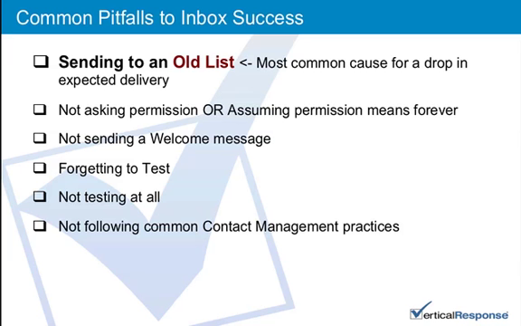Not asking permission, or assuming permission means forever, kind of goes with the first one. Just because someone gave you their email address 5 years ago does not mean, especially if you haven't been mailing to them, that the permission still exists. Generally, for VerticalResponse, if your list is older than a year and you haven't mailed to it, that's too old. And the reason is because addresses go bad.